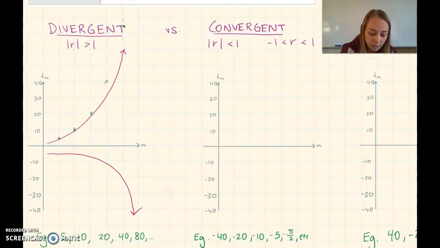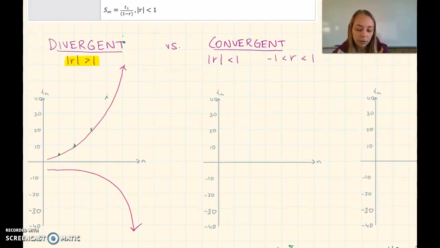Now, the way that we can tell if something is divergent or convergent is by looking at the common ratio r. If the absolute value is greater than 1, so it is a positive number that's larger than 1 or a negative number that's smaller than -1, then that sequence or series is going to be divergent.